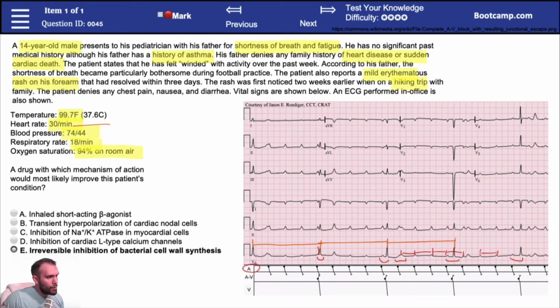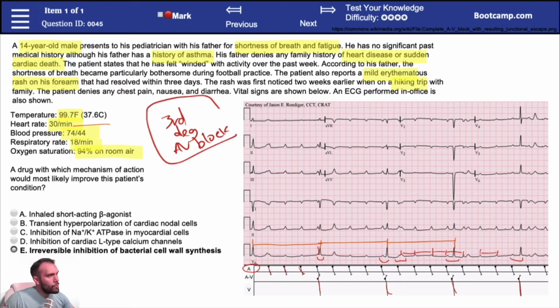You can see every time there's a P wave, they have a marking here for each P wave. And then every time that there's an R wave, you can see the R waves here, and you can see that there's really no clear connection between the P waves and the R waves. And so yeah, this would be a third degree AV block. Okay, so let's just write that down. So we know that this patient probably has a third degree AV block.